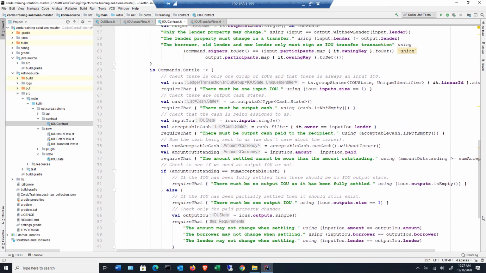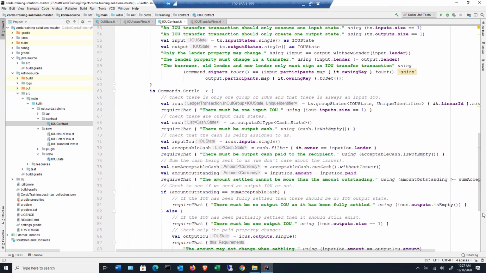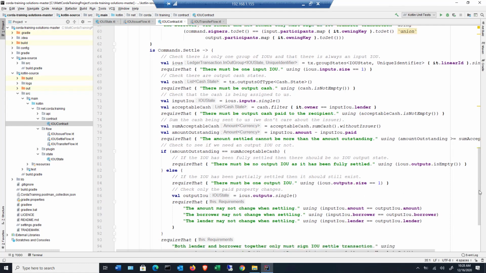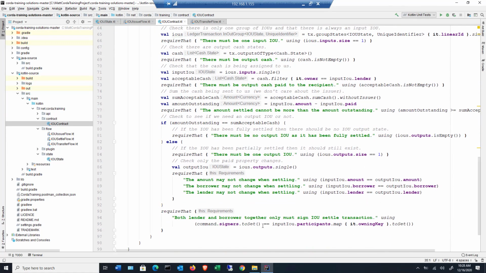Please read the comments as you go through. That will be part of our assignment, to read the comments on all of these so we gain an understanding of the logic. The coding we can always pick up, but understand the logic about what is actually running here. The commands will also gather signatures. If we read through here, you can see that we do our checks, and then we check on any kind of property changes. And then down here we have our signers and our participants.